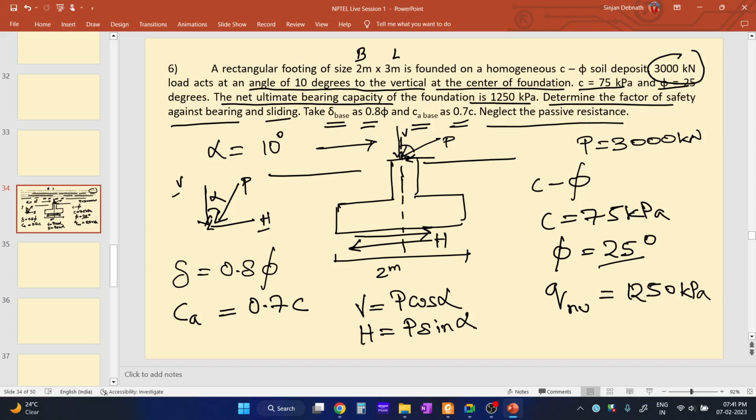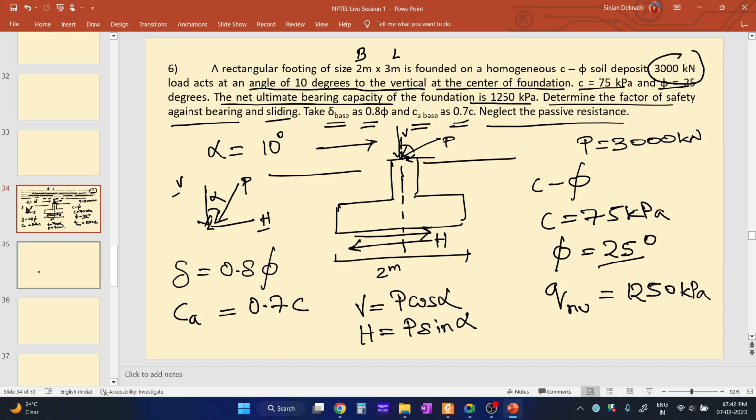When considering only the axial load, we'll find out the bearing, and by considering the horizontal load, we'll find out the factor of safety against sliding, because the horizontal load is causing the sliding of this foundation, and the vertical load we will consider to find out the factor of safety against bearing.